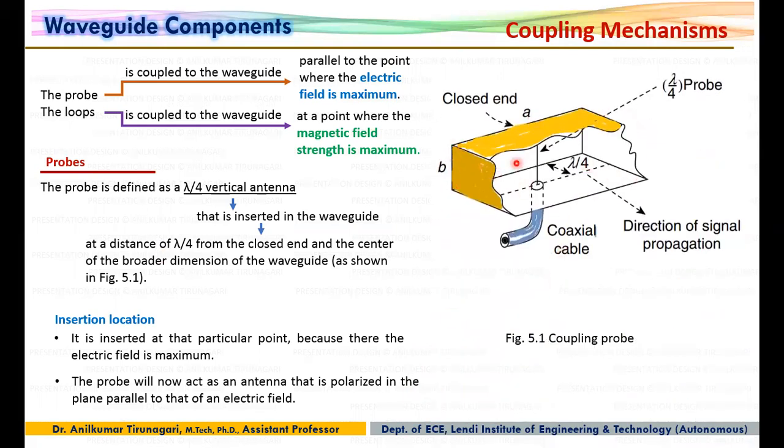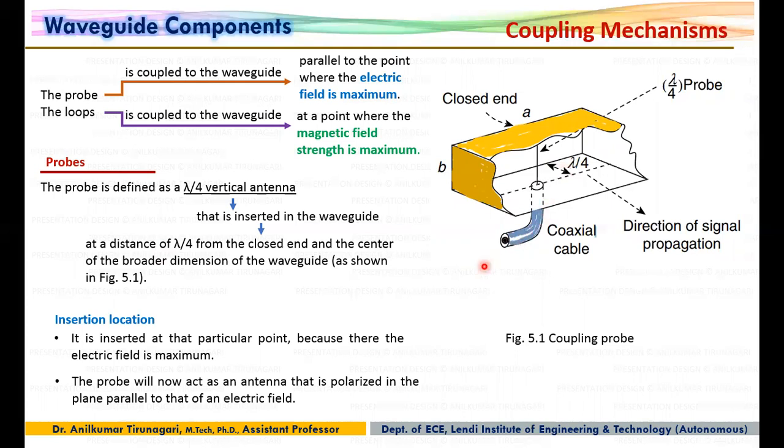This is the waveguide and this is the cross-sectional view. Some part we have removed to see what is inside the waveguide. So this vertical line is nothing but the lambda by 4 probe, that is, the quarter wave probe. This probe is placed at a distance of lambda by 4 from the closed face or closed end of the waveguide. So lambda by 4 distance is maintained.